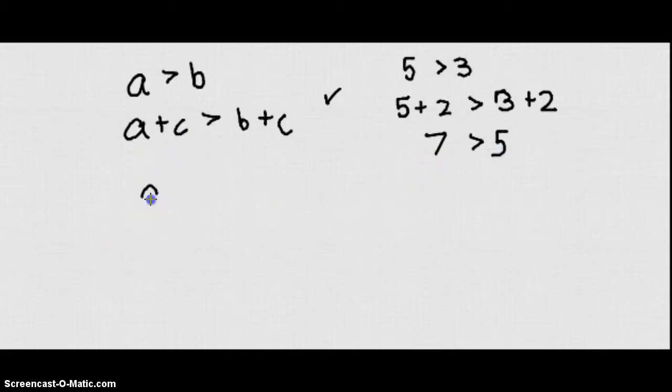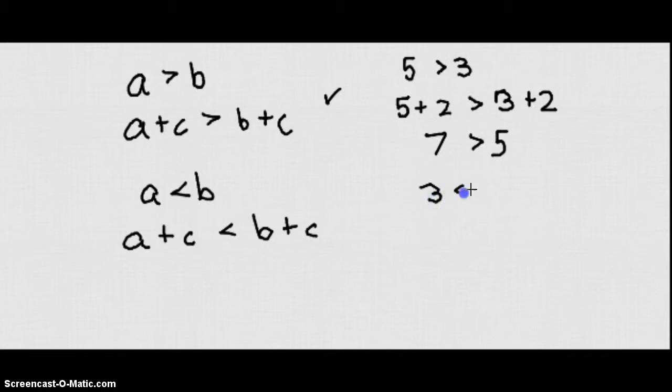It also works if a is less than b, that a plus c is going to be less than b plus c. As you can see, we know that 3 is less than 5, and if I did the same thing to both sides, I would get 5 is less than 7. That still holds true. So let's look at how we would apply that.